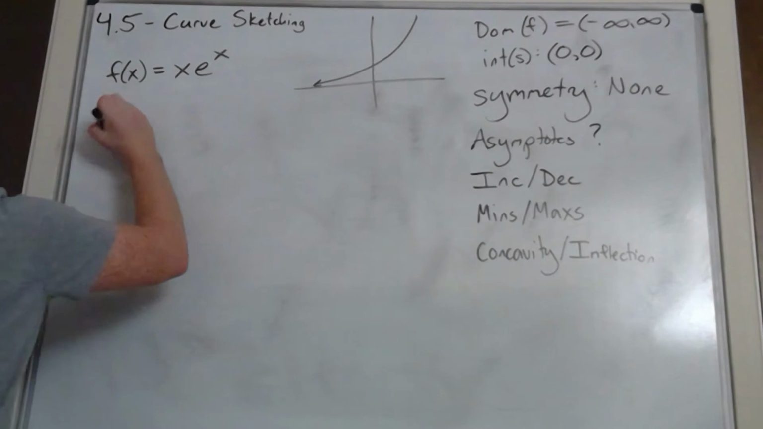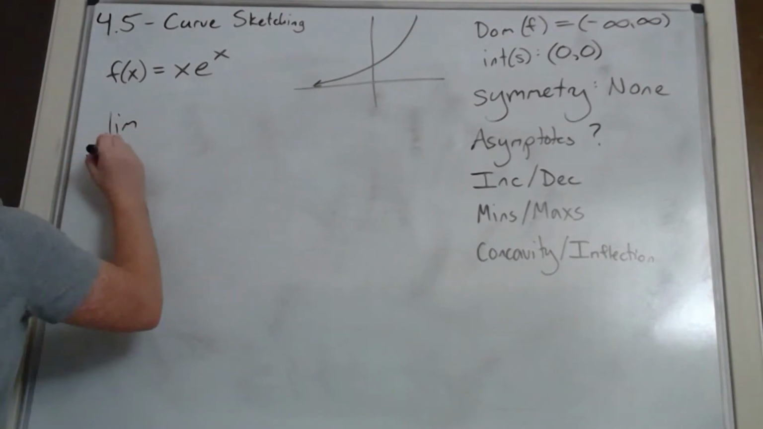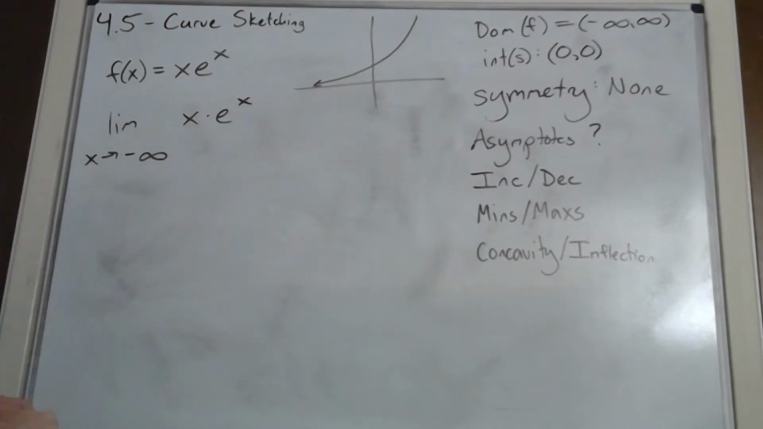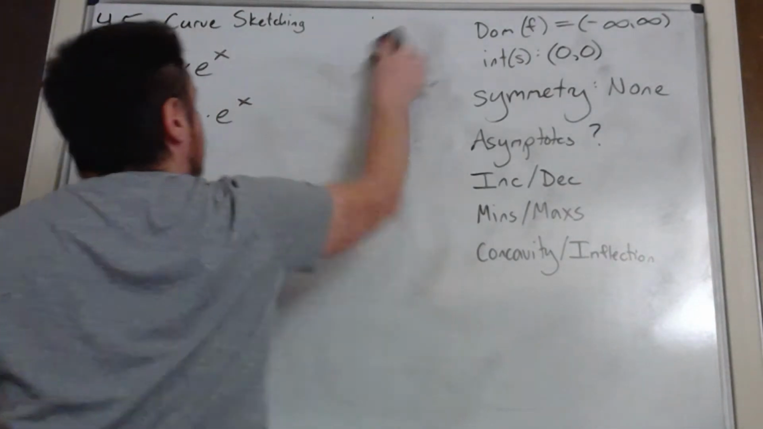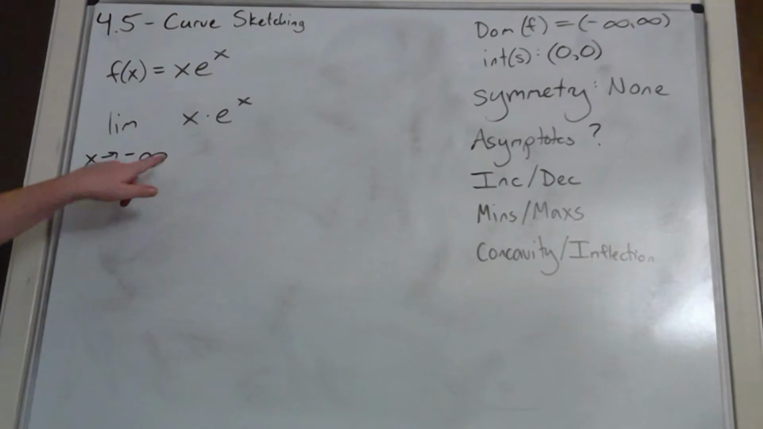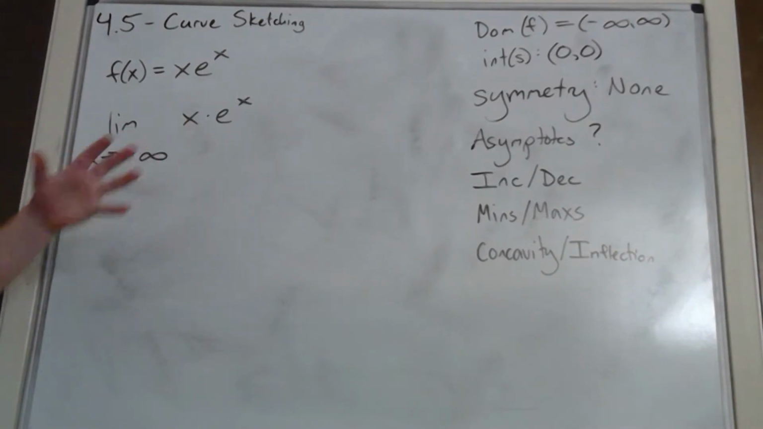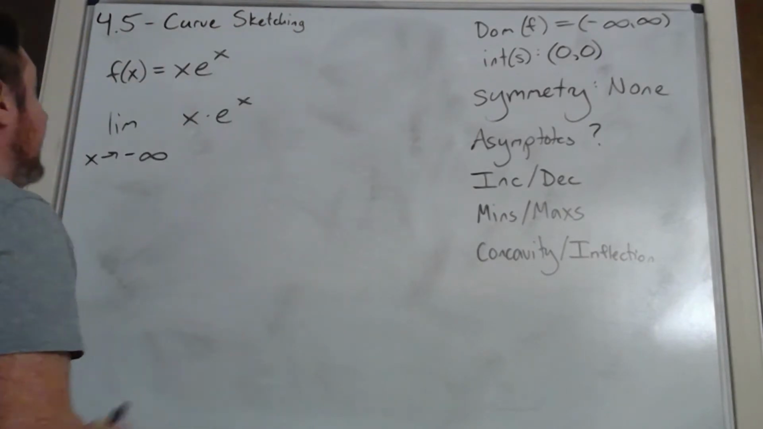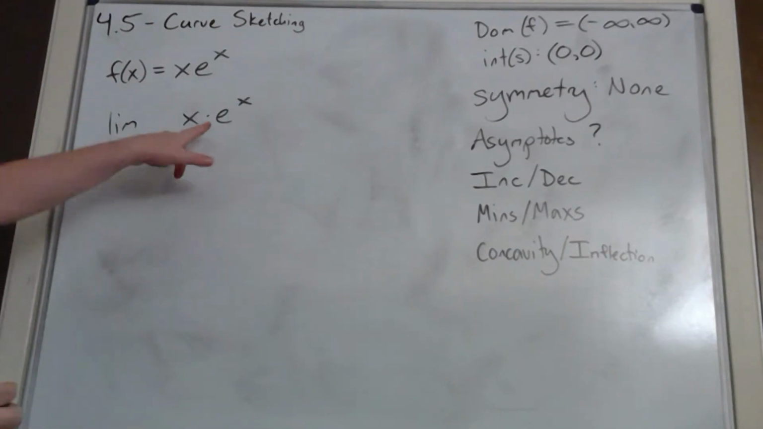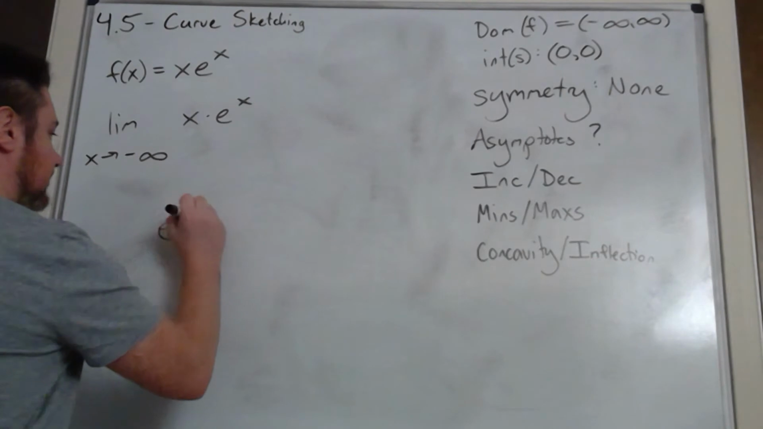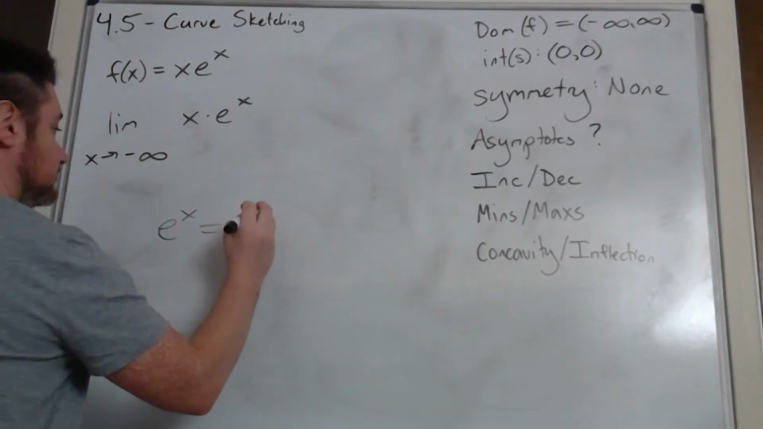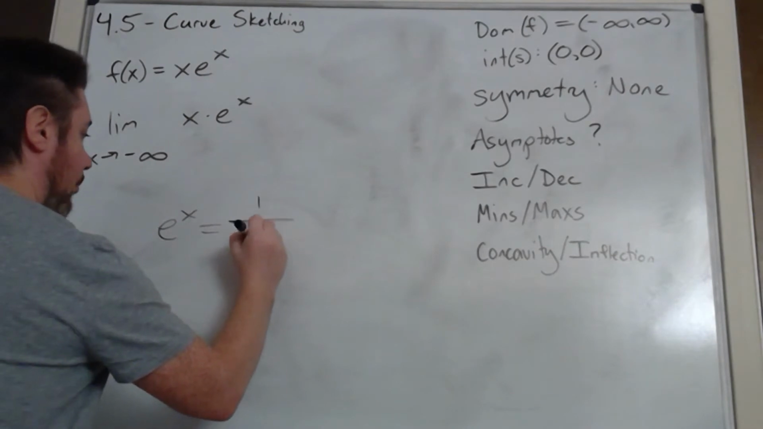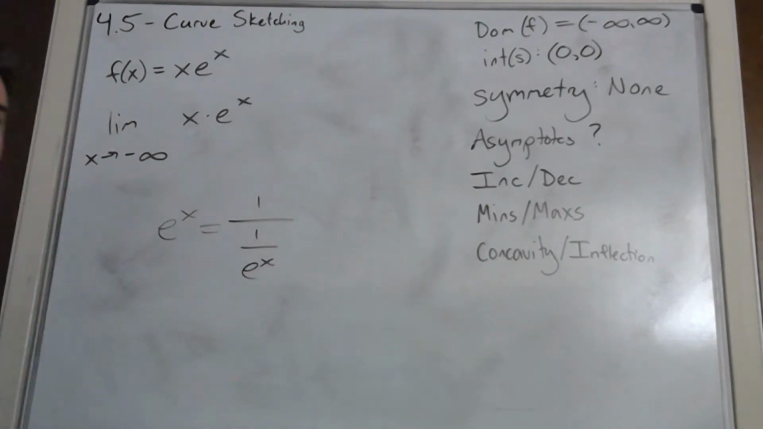I want to try this. The limit as x approaches negative infinity of x e to the x. So what I want to do is rearrange this so I can try to get a L'Hopital. X is going to, it's negative infinity, but I'm just saying it's an infinity. So x is sort of growing and growing and growing. Let me see what I can do with this. E to the x, I claim, is 1 over e to the x. That's one way of doing it.